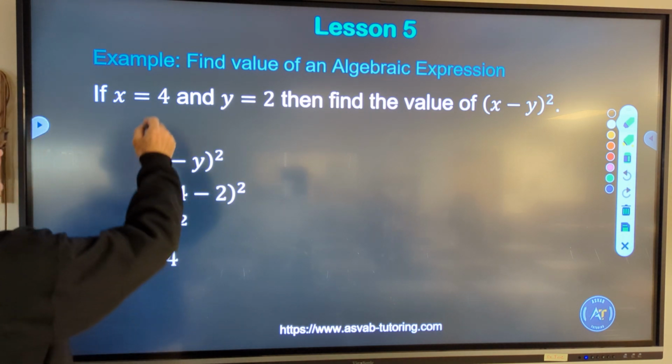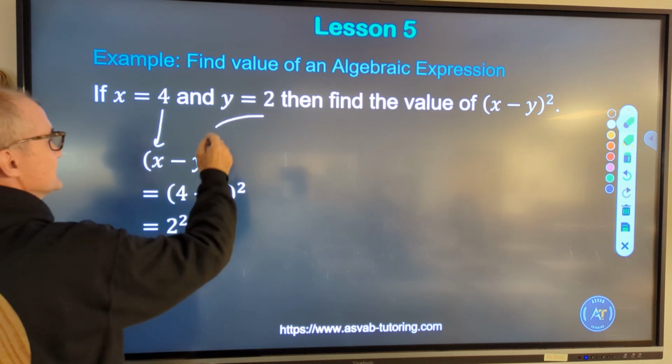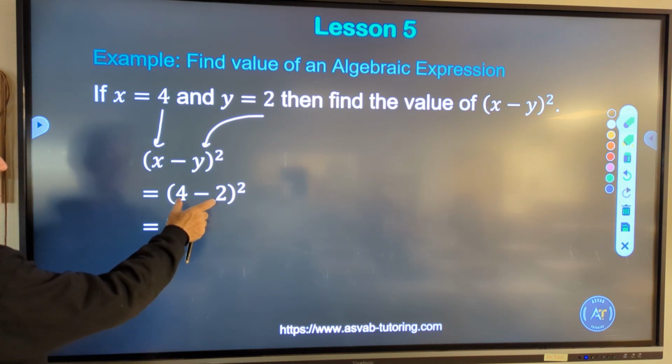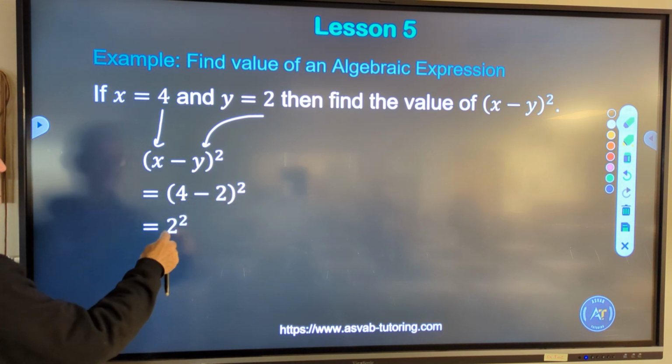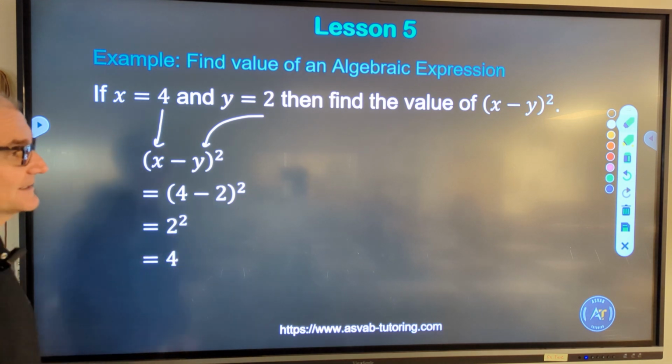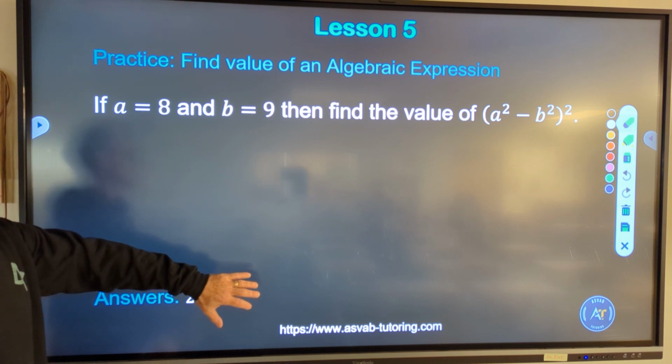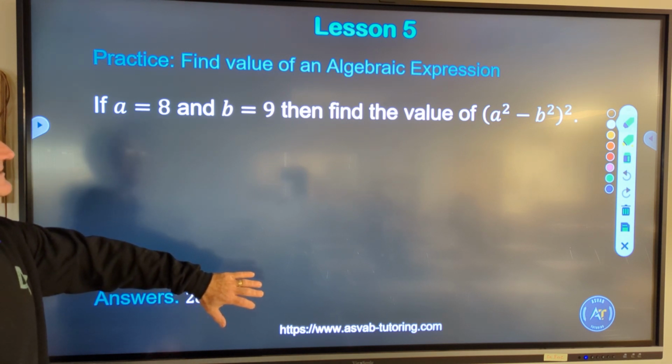Okay, so x is equal to 4. That 4 goes in there. y is equal to 2. That goes in there. I have to do my parentheses first. 4 minus 2 is 2, and then I have that square to give me 4. Cover up the answer here. Go ahead and do this problem. Unpause the video and then watch how I do it.